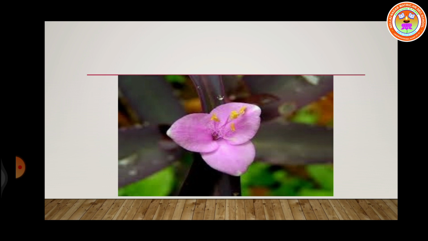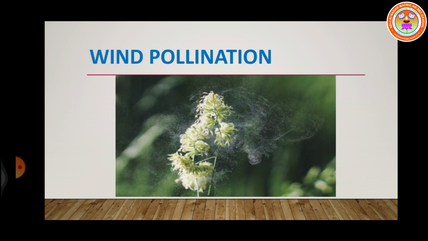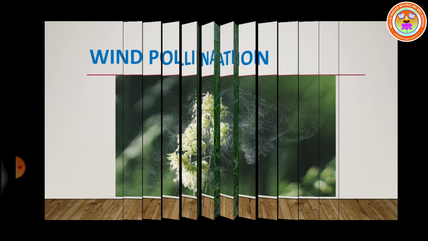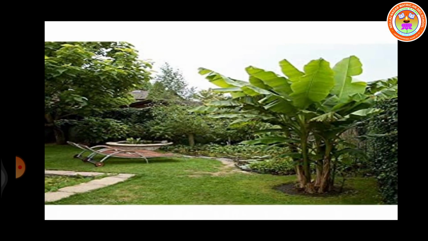Their flowers are trimerous, and most of the flowers are not differentiated into calyx and corolla. Trimerous means three petals. They pollinate by wind. Got it? So monocot plants have seeds with one cotyledon, fibrous root system, parallel venation, trimerous flowers and they pollinate by wind. Examples: grass, paddy and banana.